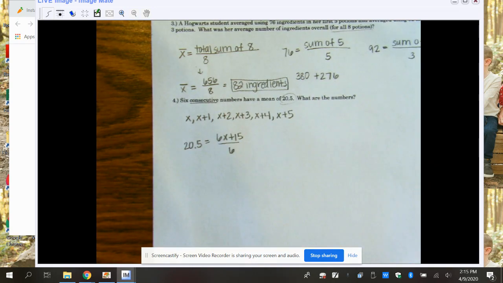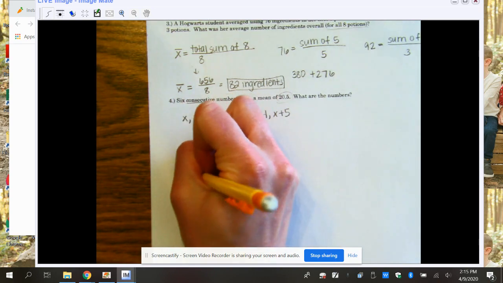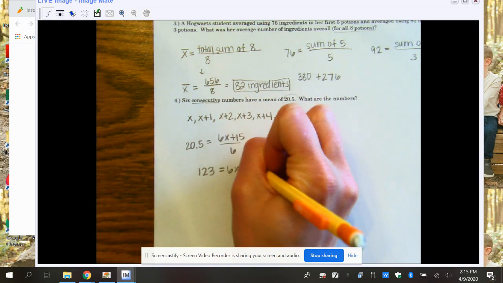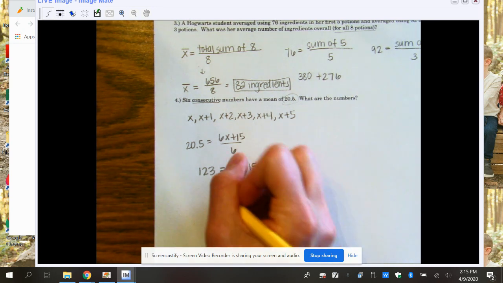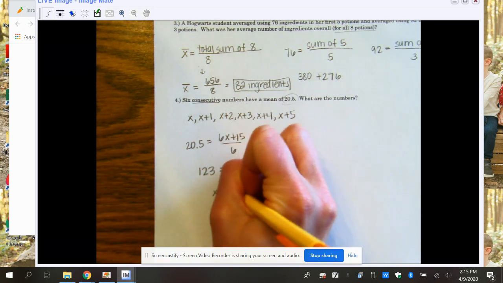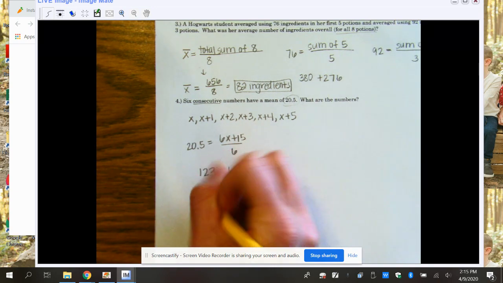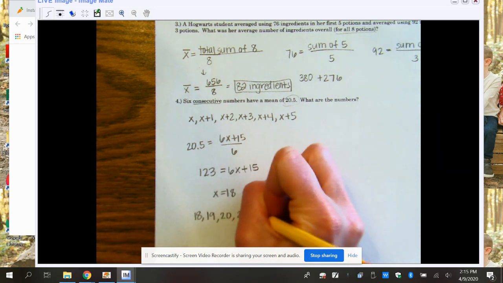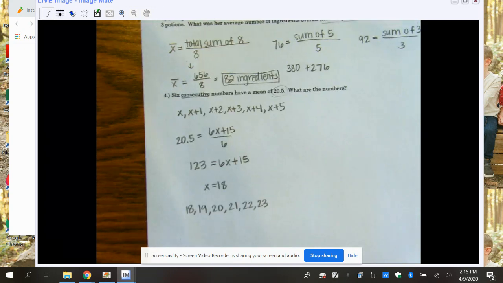So 20.5 times 6 is 123. And then when I take that and subtract 15 and divide by 6, we get x to be 18. So if that first number is 18, then we'd have 18, 19, 20, 21, 22, 23. Those would be my 6 numbers.